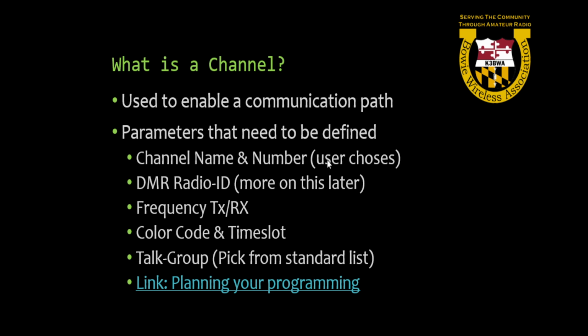You'll have a channel name and number. This is kind of what you would pick. The DMR radio ID is your ID. This is what's used to identify you on that channel. The transmit and receive frequency, the color code, time slot, and then the talk group. So we've already seen how to obtain this information from RepeaterBook and the Interstate system, for example.